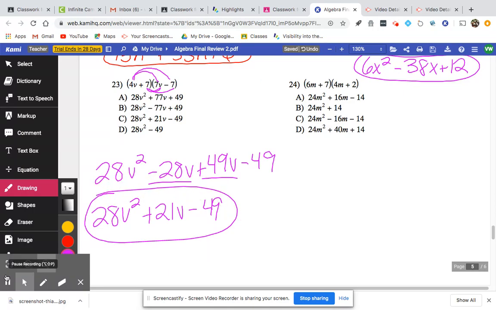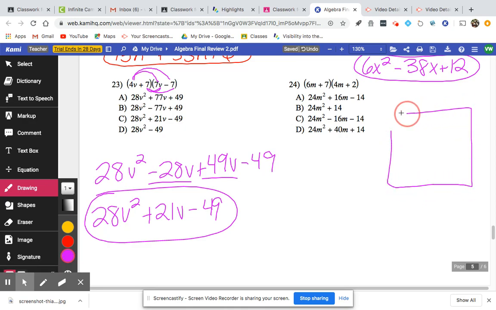Now then, we've got 24. Like I said, I'm going to use the box for this one. And again, the beauty about multiplying these binomials is you can choose whichever one you're more comfortable with. Do you want to use the box? Do you want to use the FOIL? Pick whichever one you're more comfortable with.